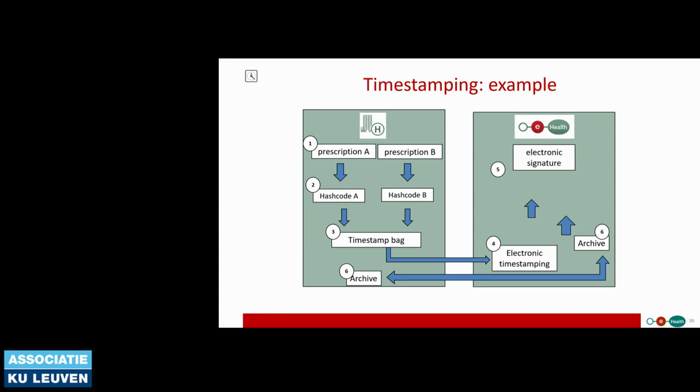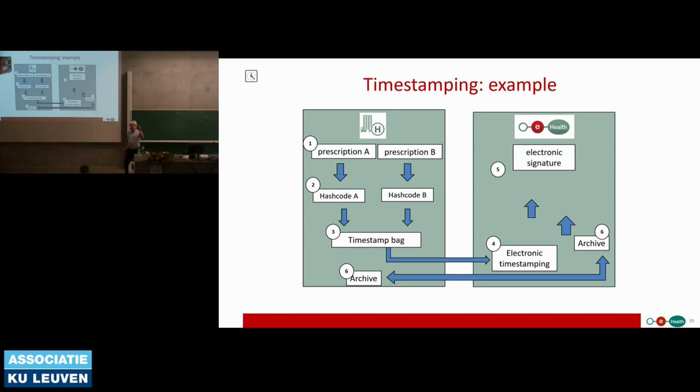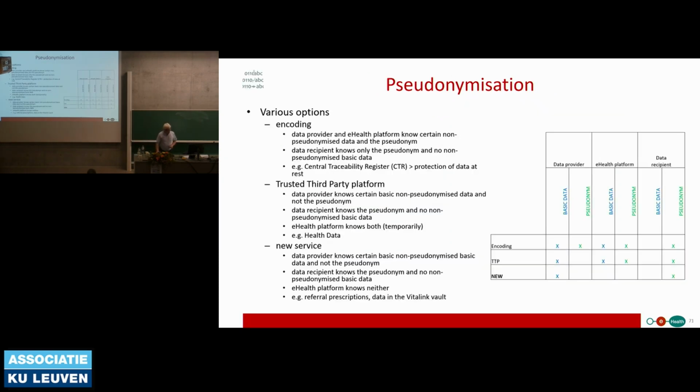So if 2 months later it has to be checked whether this prescription existed and who is responsible, we can reapply the hashing algorithm to this prescription, to the document. We can check whether the hash code is the same as the one that has been timestamped, and then we are sure that the document has not been changed since then. So this is a global system that can be used in every situation where someone has to take responsibility for a document, where we have to guarantee that the document existed at that moment and it has not been changed since then. We also have, that's a little bit more complex, several pseudonymization mechanisms.